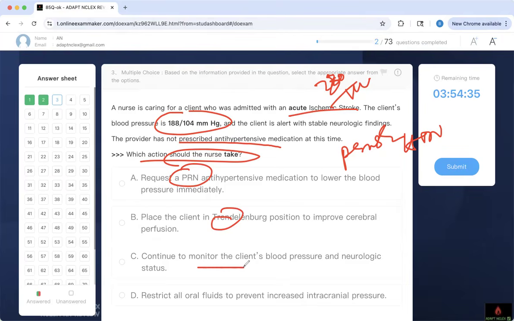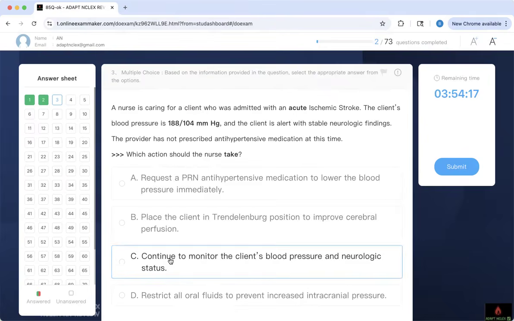Continue to monitor the decline and neurological symptoms because this is very important. This is acceptable permissive what? Hypertension. Restricting all fluid to prevent intracranial pressure is not needed. You can give them what? 3% normal saline to decrease their ICP. And therefore, this is your right answer.